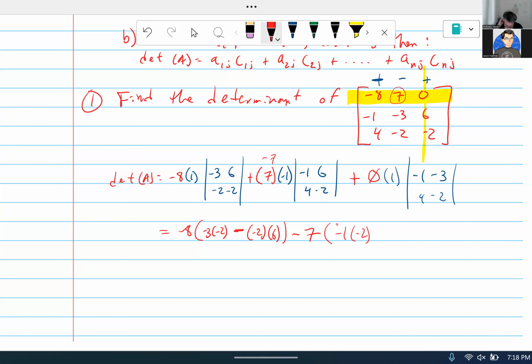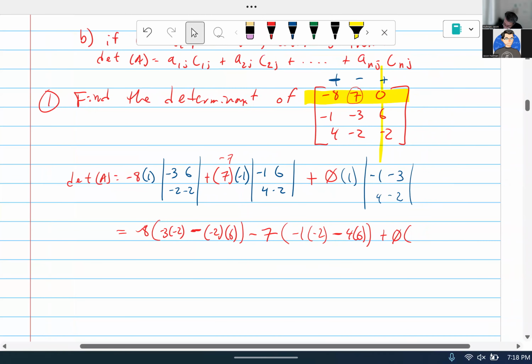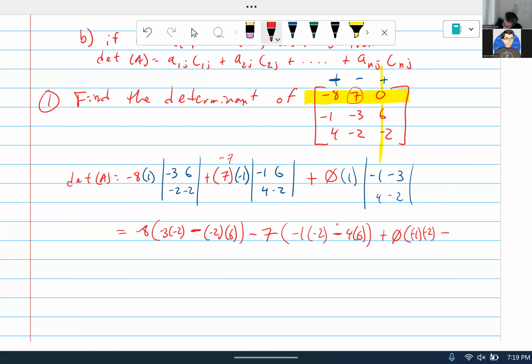Okay, -1 times -2 minus 4 times 6. Okay, and then plus 0, 0 times 1 times, we really don't even have to do this because it's just going to go to 0, but I'll do it anyway. -1 times -2 minus 4 times -3.